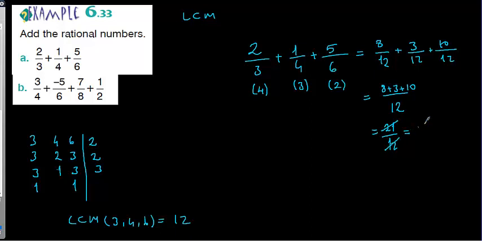So when you divide by 3, this is going to be equal to 7. When you divide by 3, this is going to be equal to 4. So the answer is 7 over 4. And when you do this kind of operation, addition and subtraction, if it is possible to reduce, you have to reduce the terms.